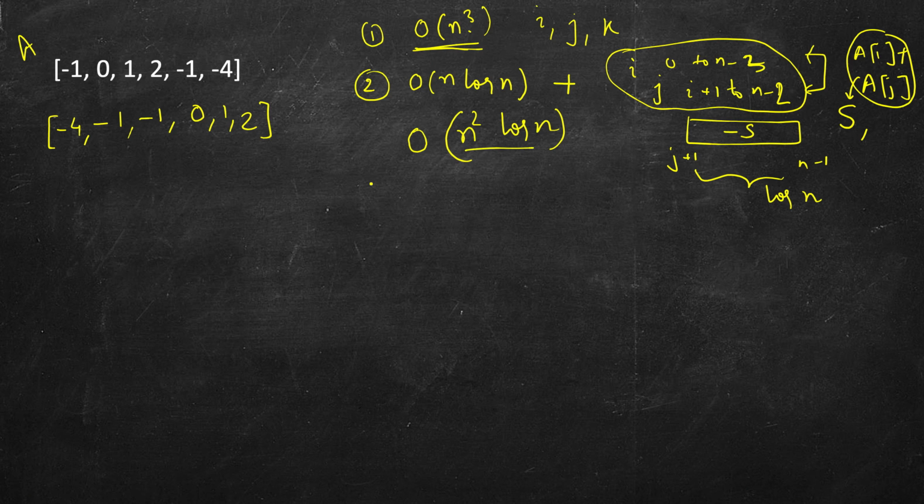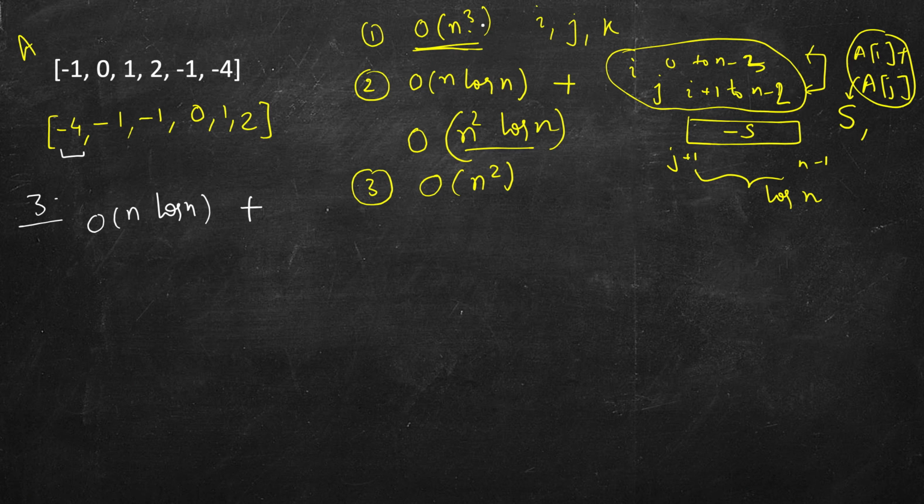But can we do even better than n square log n? And the answer is yes. We can do it in order n square. So how will we do it? Once we have sorted this array, let's look at the third method. Sorting will take n log n, plus we will fix just one number.